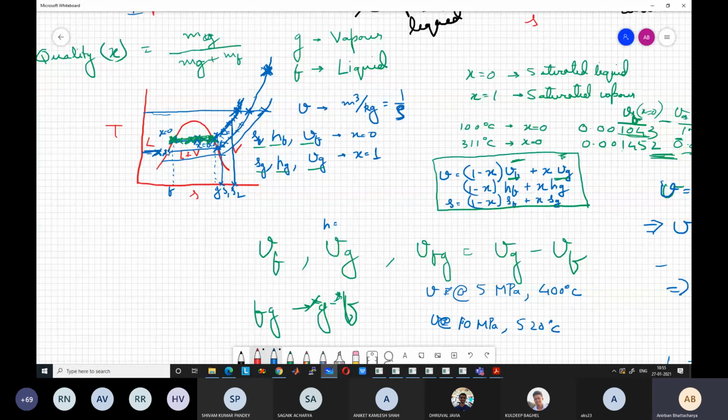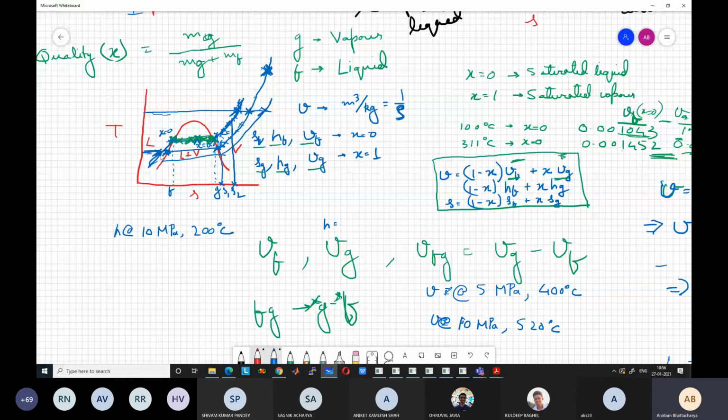So if somebody asks you to find the H value at 10 MPa pressure and say 200 degrees centigrade, this is a subcooled region because at 10 MPa we know that the boiling temperature is 311. So 200 degrees centigrade means on the constant pressure line of 10 MPa, you are below 311. So you are somewhere around here, which is a subcooled region.